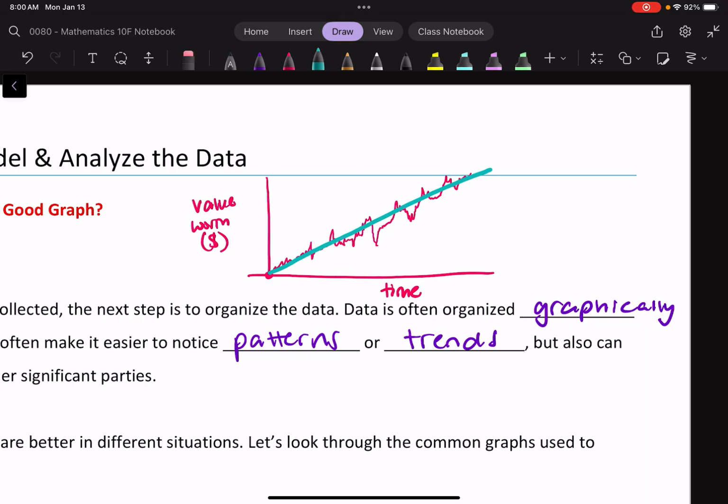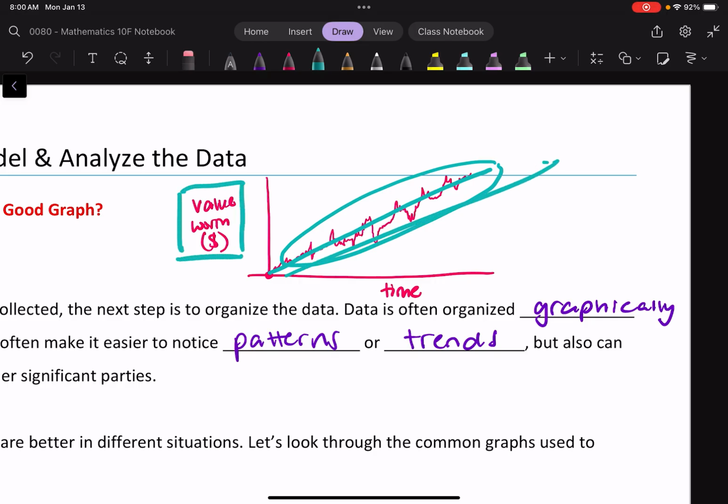It's going up. It's increasing. So a trend doesn't look at the specifics. A trend looks at the big picture. And a trend in this case is that the value of my company is increasing over time. So the value is going up as time goes on. That's what a trend is.